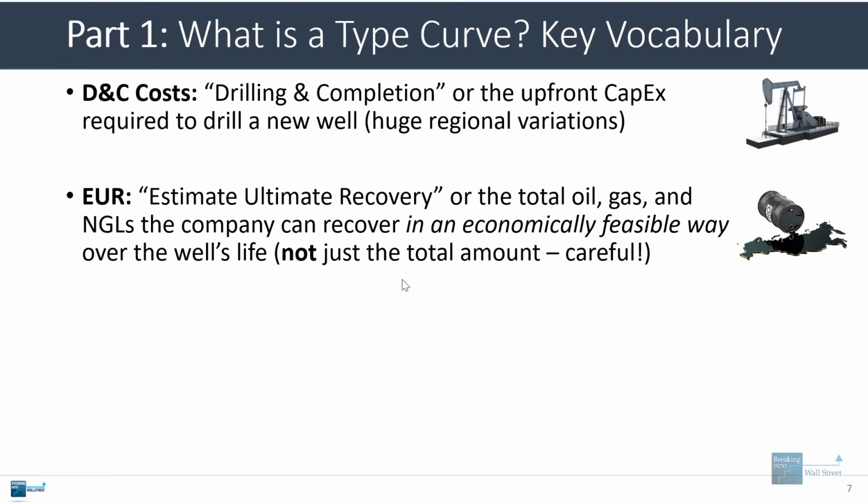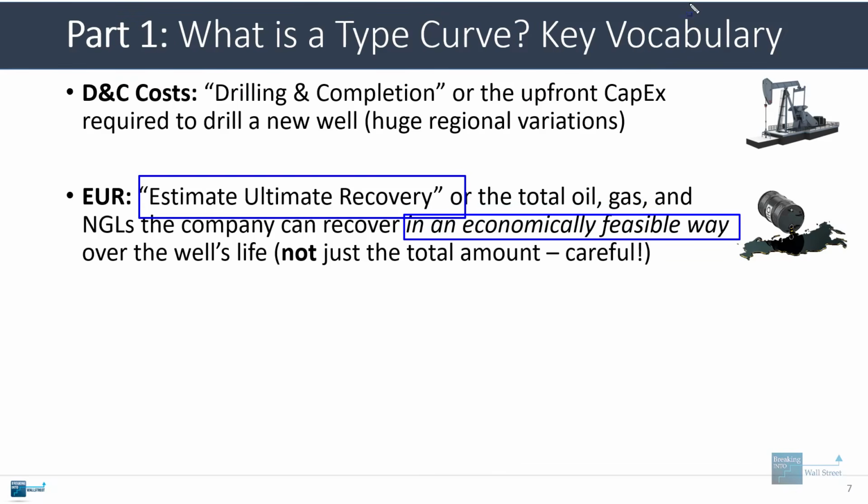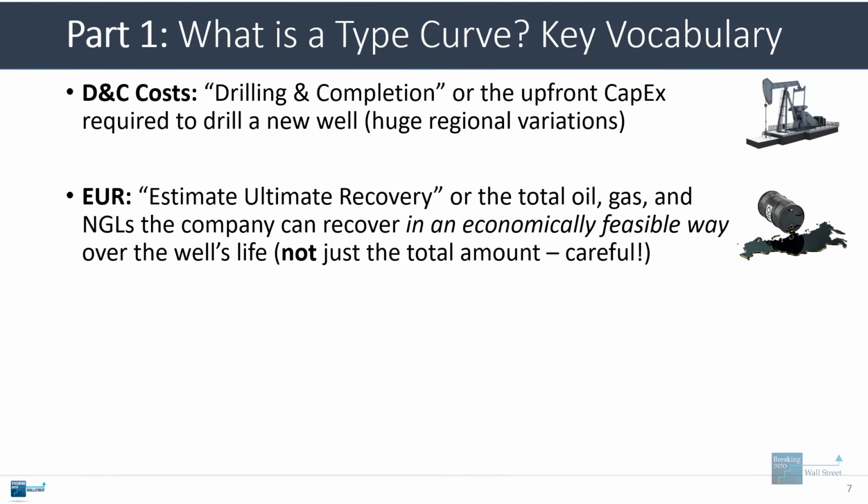Now, a lot of people look at this and think that this is just the total amount of oil, gas, and natural gas liquids in the well, but that's not quite correct. The key point here is in an economically feasible way. So this could actually change as technology changes and as commodity prices change, because at higher prices, probably more in that well is going to be recoverable in an economically feasible way.